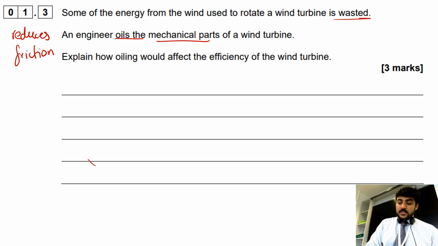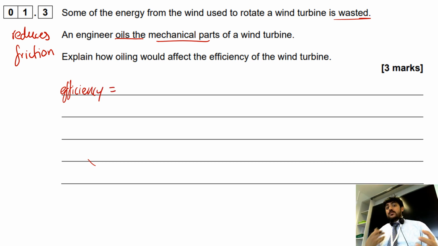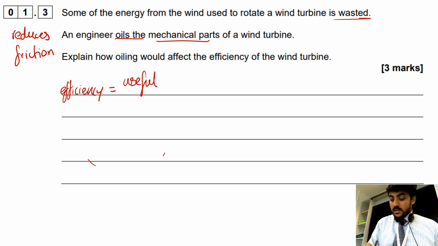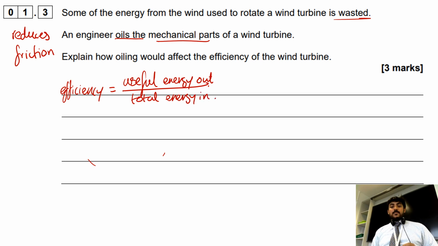Because they are asking about the efficiency, let's recall the efficiency equation. Efficiency is equal to useful energy outputted divided by total energy inputted. Total energy in. Now, this equation is used to formulate our answer. This is not our answer. Let's formulate our answer. The first thing we need to say is, if there's oil put on the wind turbine mechanical parts, the useful energy out would increase.